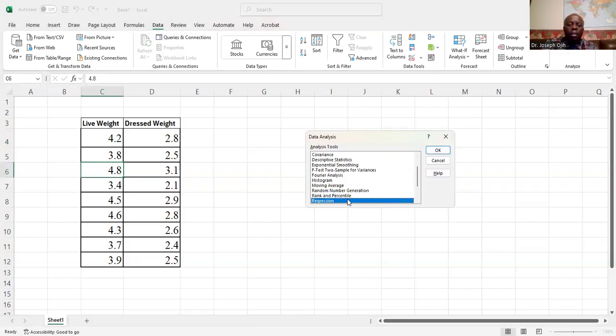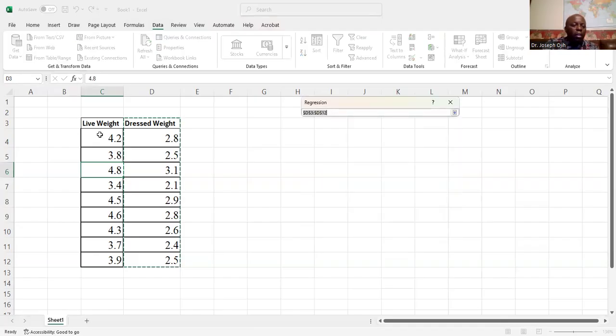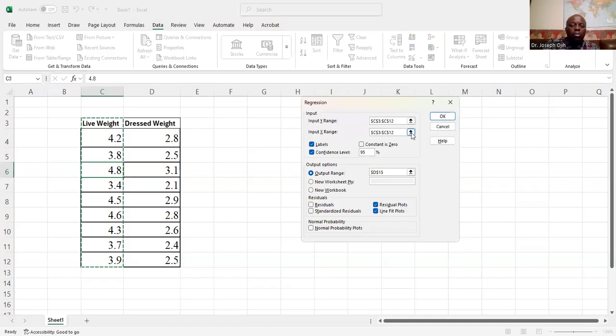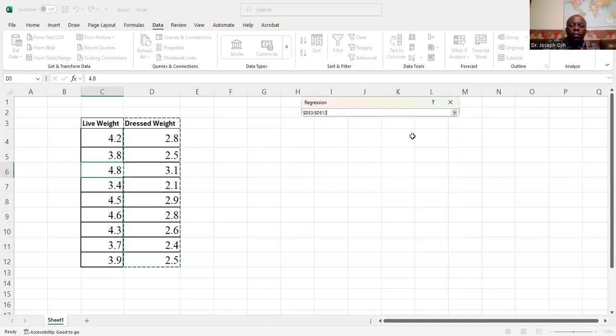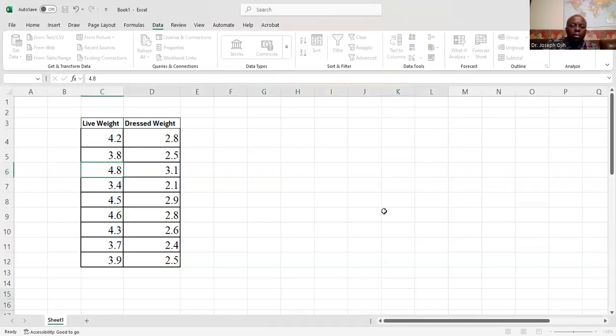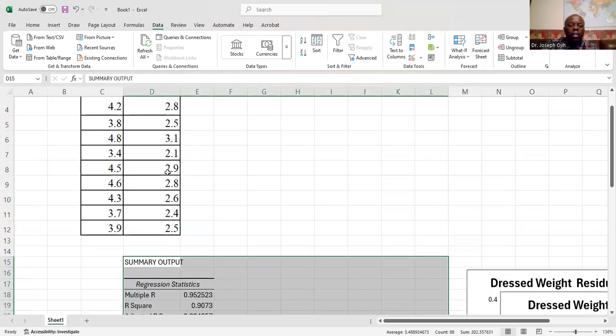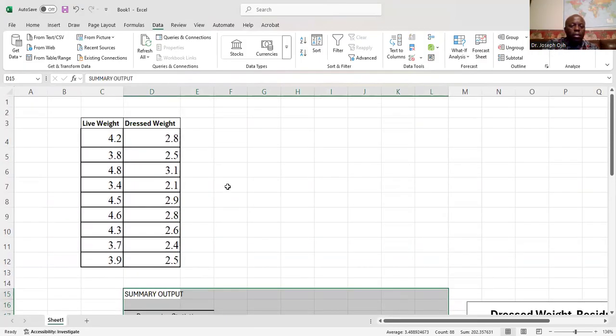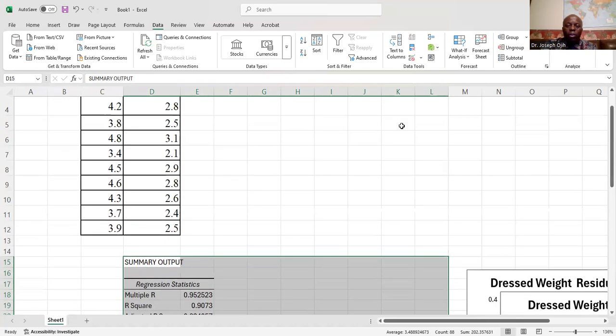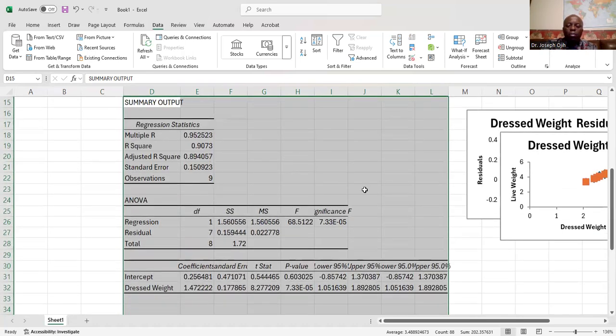Okay, Data Analysis, Regression. I'm going to change this again from here, then this one from here. Let me see why. What happened was that one of these numbers here was not typed well, so that's why it said that. It was saying that it wasn't a numerical value. So when I corrected it and clicked OK, it gave me this result.